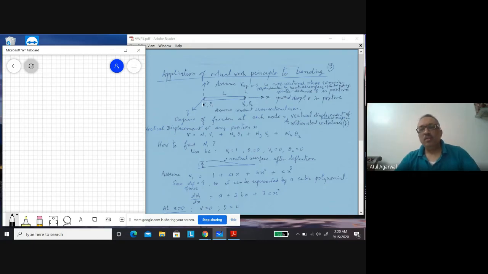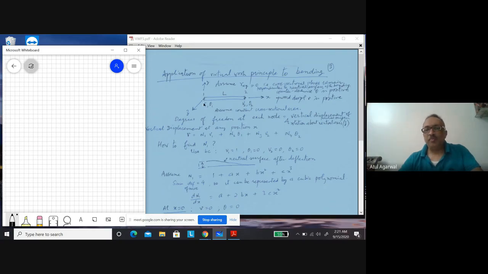At node 1 vertical displacement is V1 and rotation of cross section about Z axis is theta 1. Similarly, V2 and theta 2 are vertical displacement and rotation of cross section about Z axis at node 2.